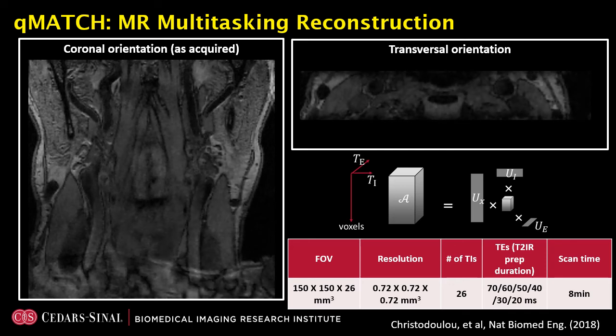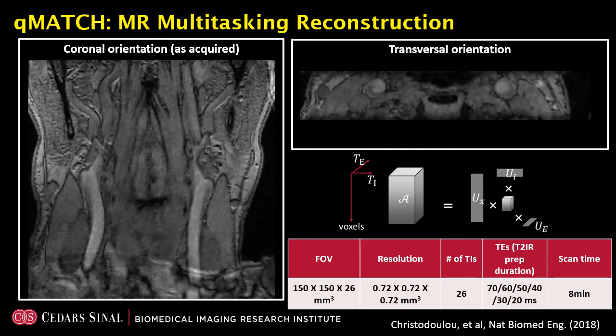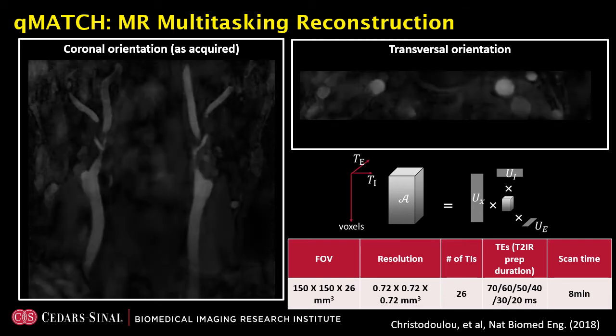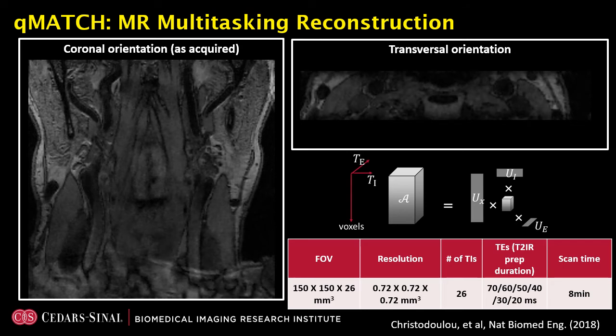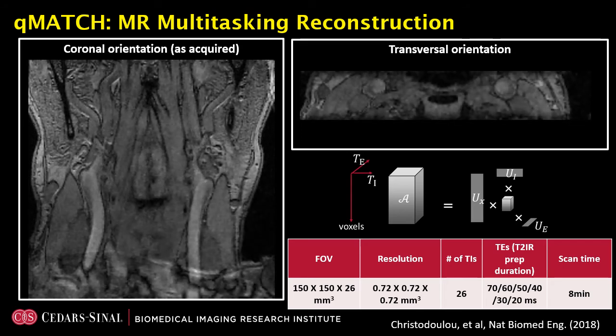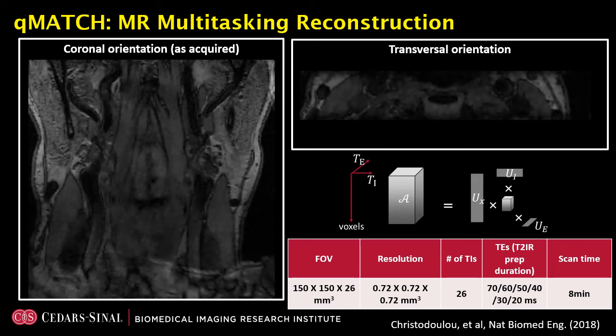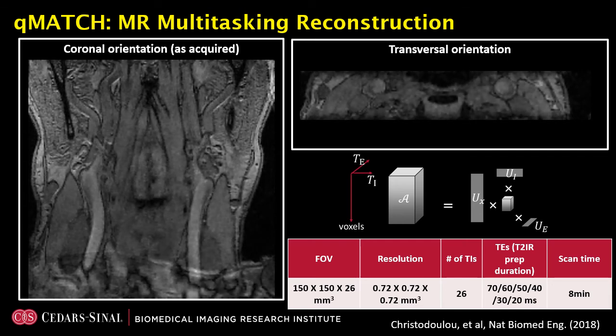So we developed the QMesh technique based on the MR multitasking framework. By taking advantage of the low rankness of the high-dimensional image data, we were able to use a tensor formulation to separately reconstruct the spatial and temporal basis functions. The resultant images are a 5D matrix with both the T1 and T2 contrast dimensions along with the spatial dimensions.